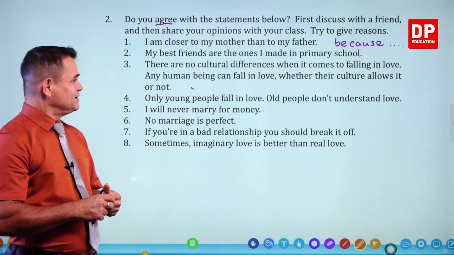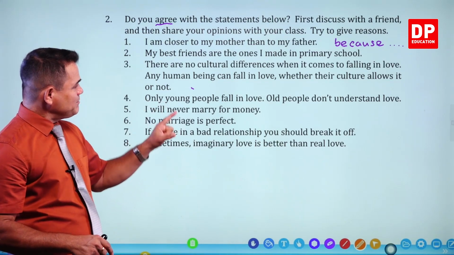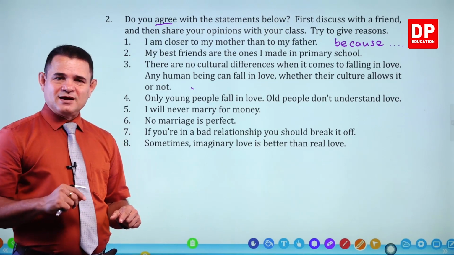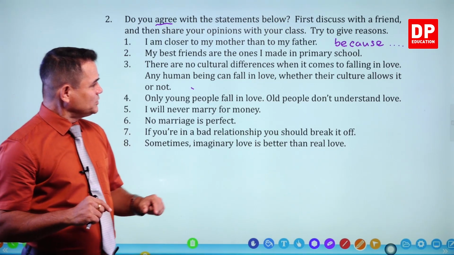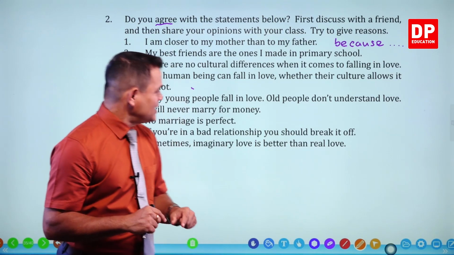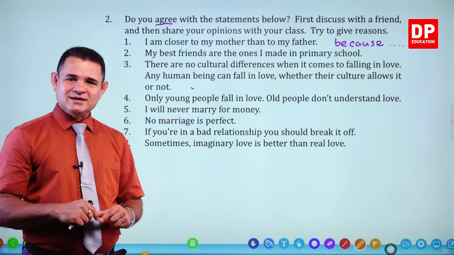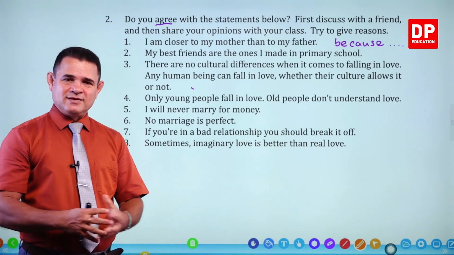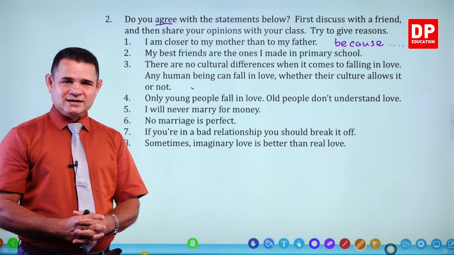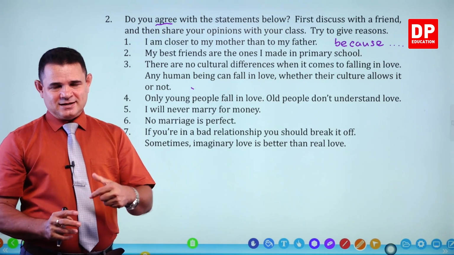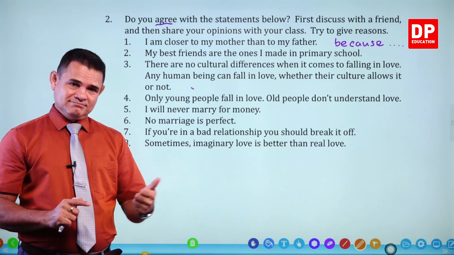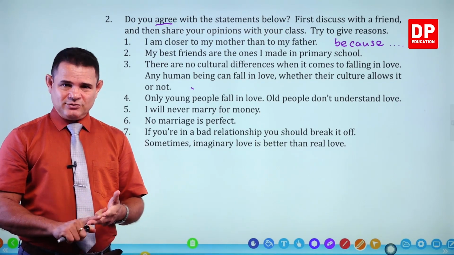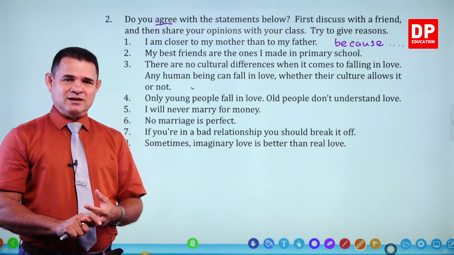And the next: only young people fall in love. Old people don't understand love. Do you agree? Tell your idea. If you say yes, give examples and give reasons. If you say no, say it cannot be like that.